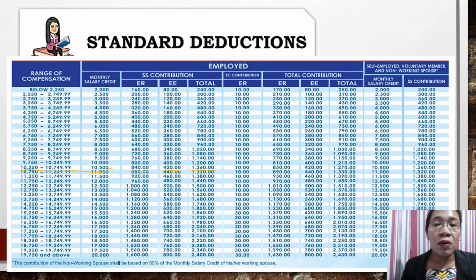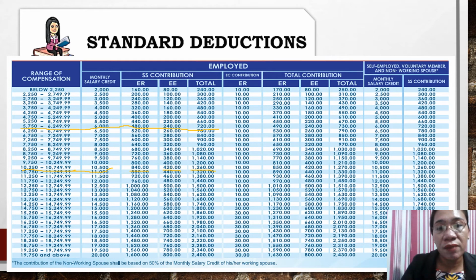So, ganun yun. Halimbawa, nag-declare siya na yung sahod niya ay 6,000. So, siya ang magbabayad ng buong 720 pesos. Kasi nga, wala naman siyang employer.